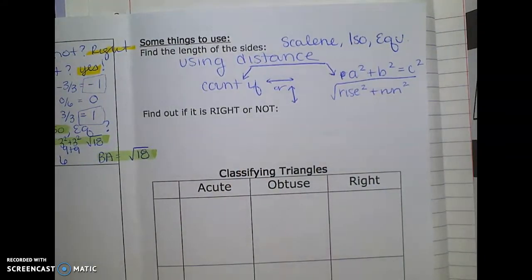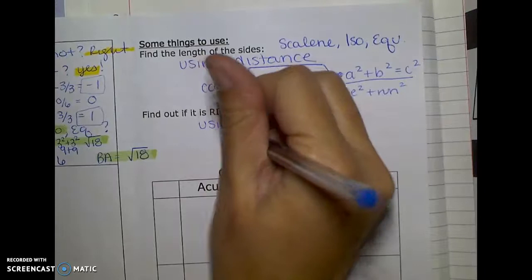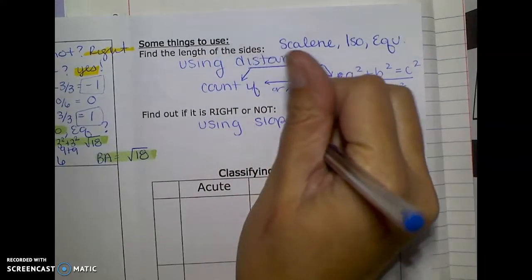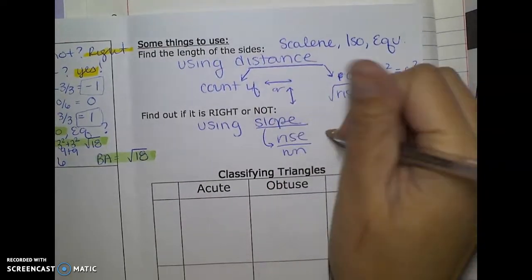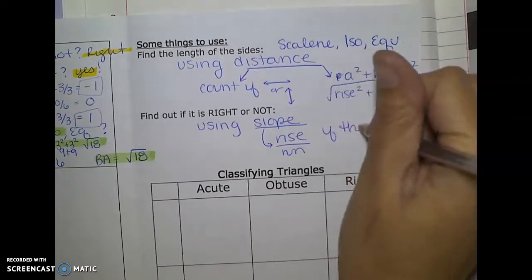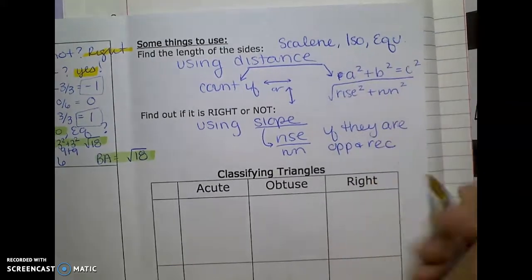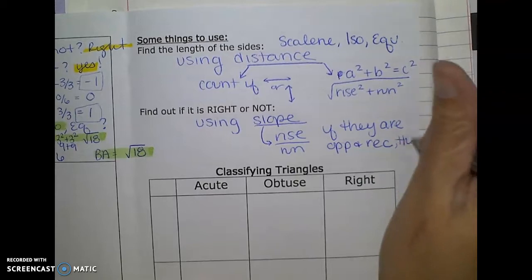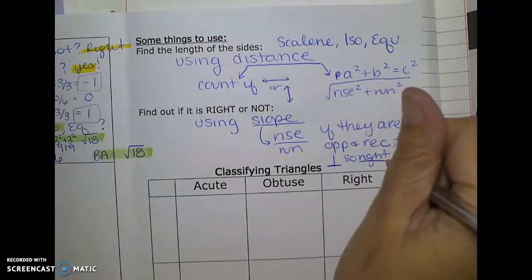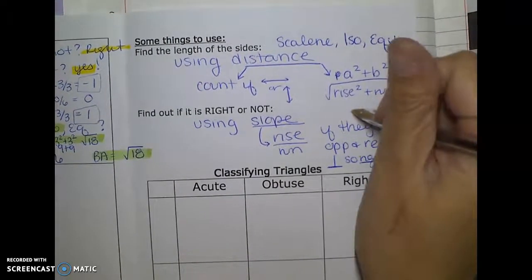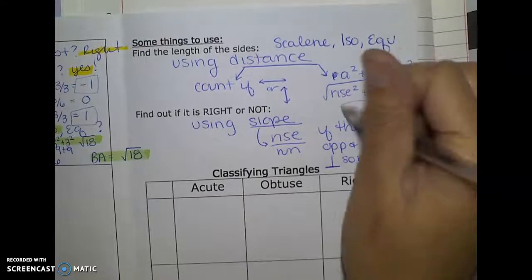The only type of angle classification that we can get on a grid is if I'm right or not, and we do that by using slope, which is just rise over run, and if they are opposite and reciprocal, then they're perpendicular, so right. And again, opposite reciprocal would be something like if I'm 2 over 3 and negative 3 over 2, those would be opposite reciprocals of each other.